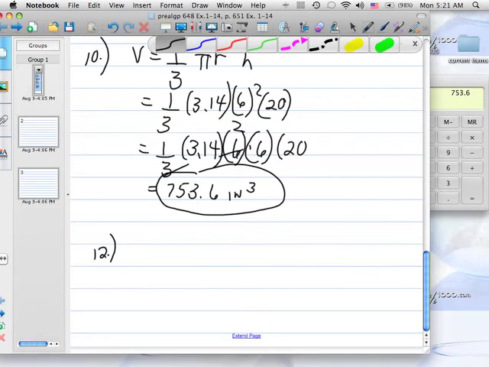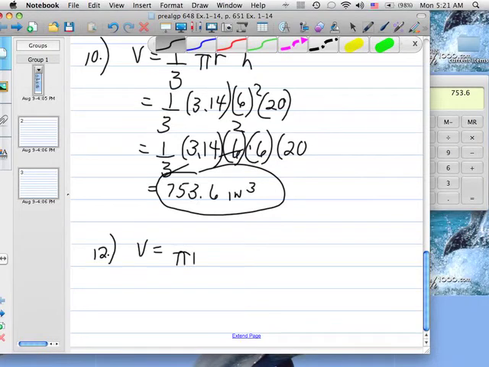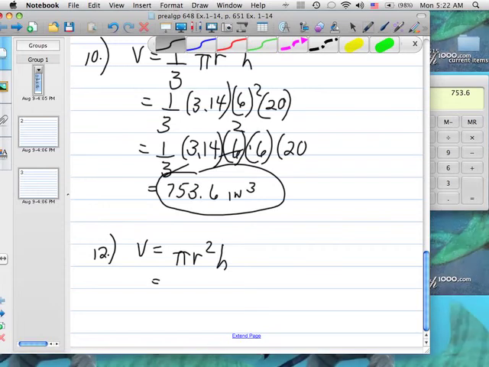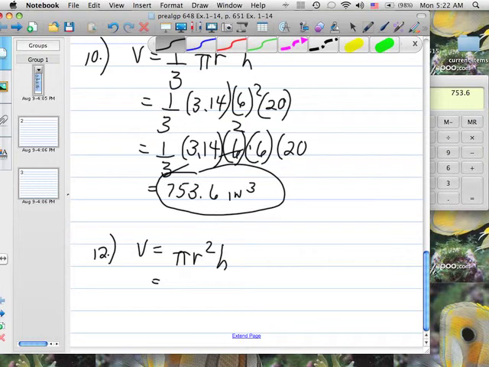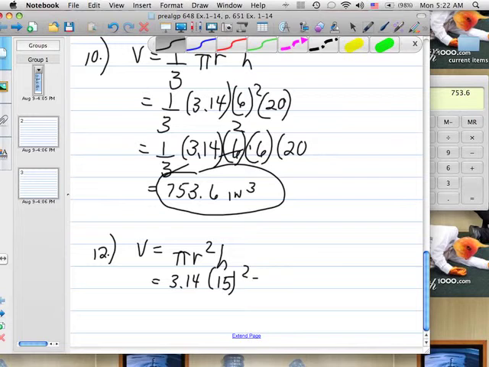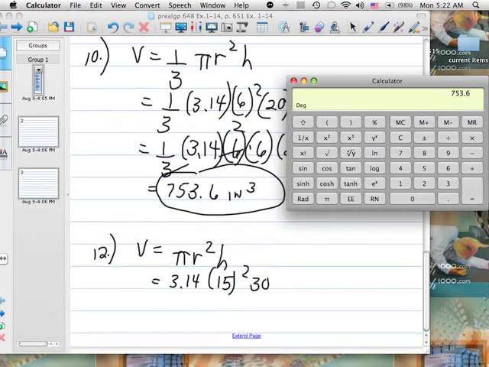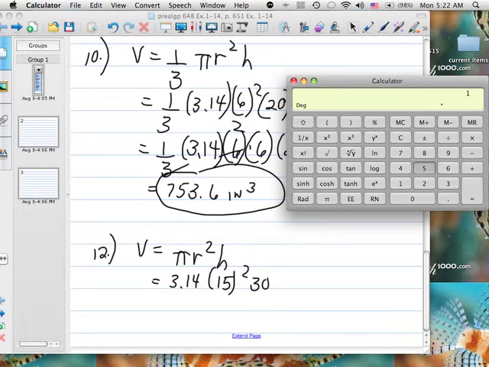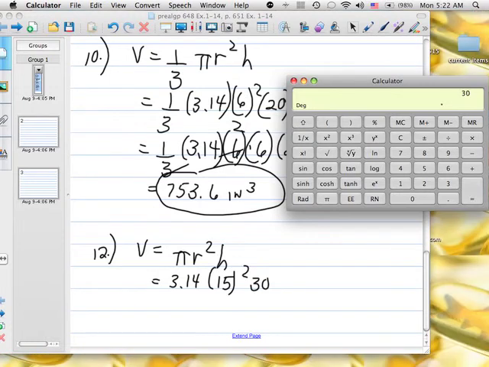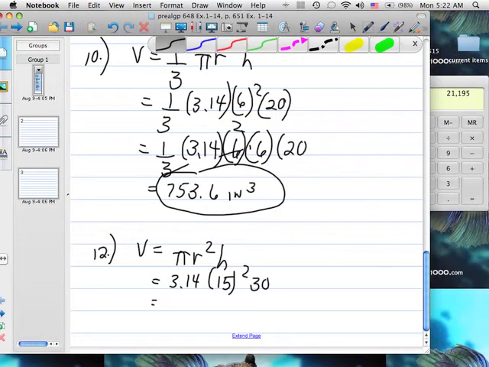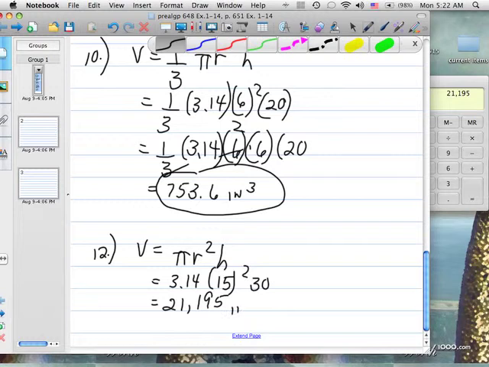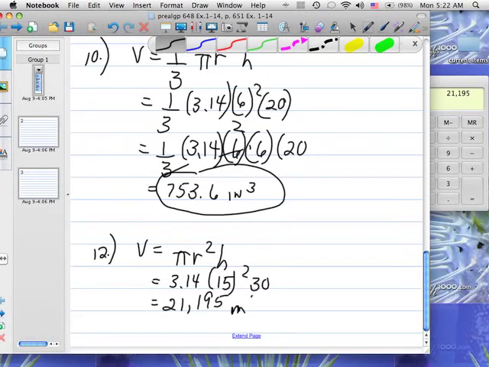Number 12, we have a cylinder, volume equals pi r squared, the area of the base figure times the height. And neither the radius nor the height is divisible by 7. So we're going to use 3.14. The radius is 15. We're going to square that. The height is 30. So on your calculator, 3.14 times 15 squared times 30. And that gives us our answer of 21,195. And the unit is meters cubed.